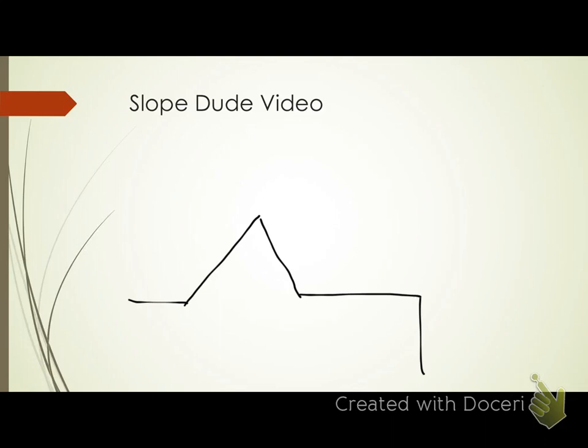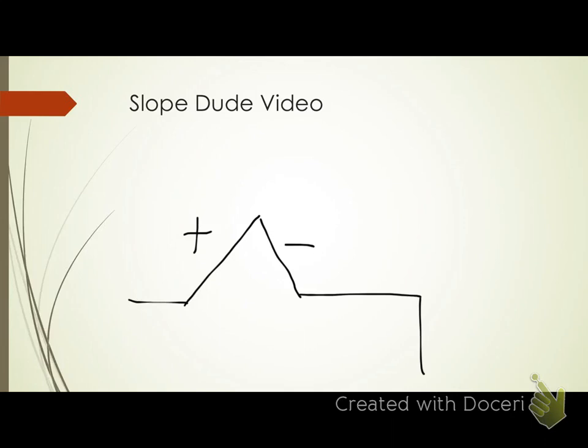What did Slope Dude say going uphill from left to right? Puff, puff, positive. So if I have a line that's going uphill from left to right, I know that my slope must be a positive number. Okay? What did he say going downhill from left to right? Nice, negative. So if I have a line going downhill from left to right, I know my slope is a negative number. Does that make sense?